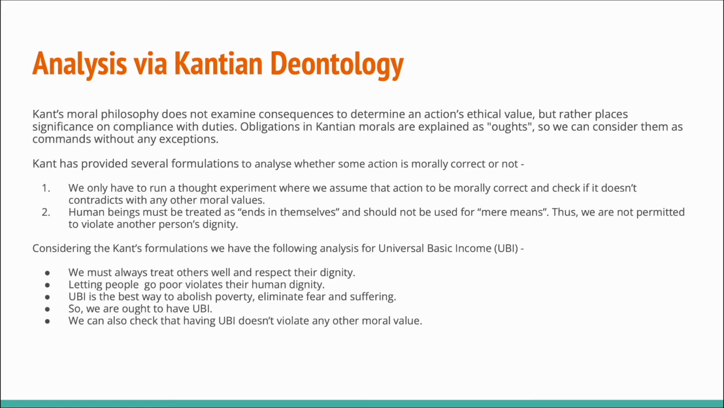Considering Kant's formulations, we come to a conclusion, and we have the following analysis for universal basic income. First, we must treat others well and respect their dignity, and letting people go poor actually violates their human dignity. And considering that UBI is the best way to abolish poverty and eliminate fear and suffering, we ought to have UBI. We can also check that UBI does not violate any other moral value, and thus having UBI is a must.